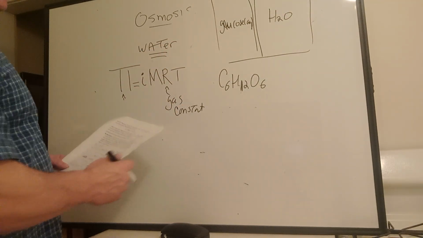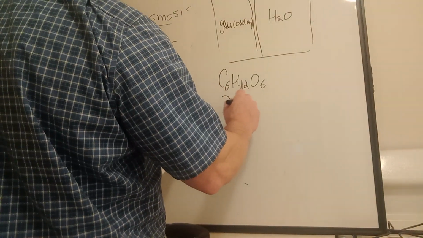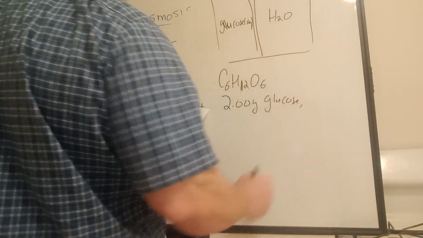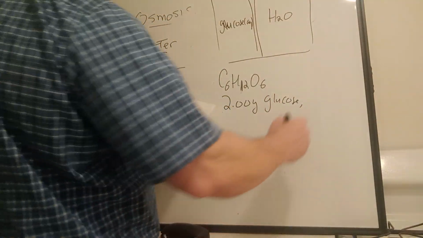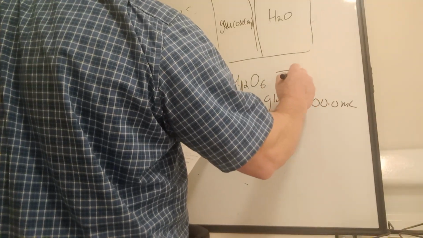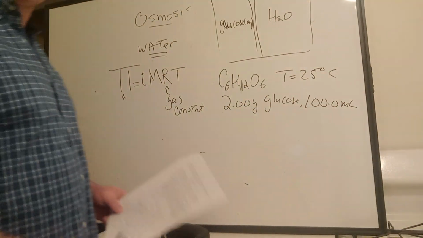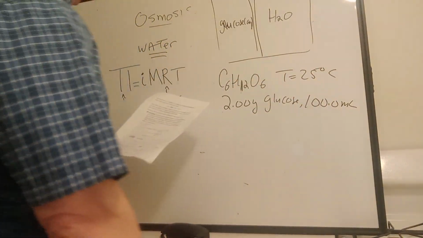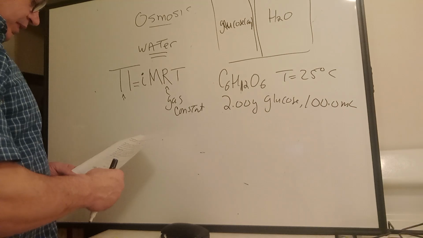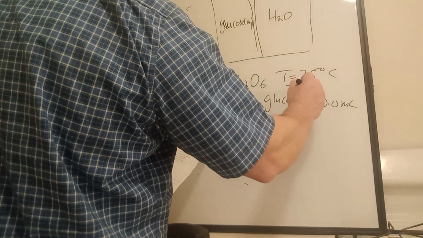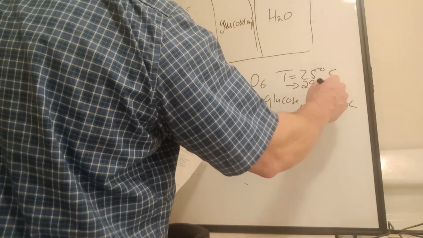So we have 2 grams of glucose that's been dissolved to 100 milliliters. The temperature is 25 degrees Celsius. We always need that. A lot of times on tests, I will say in the header or somewhere that the temperature assumes 25 degrees Celsius or 298 Kelvin. And we will convert that to Kelvin. So you add 273 to it, and get 298 Kelvin.